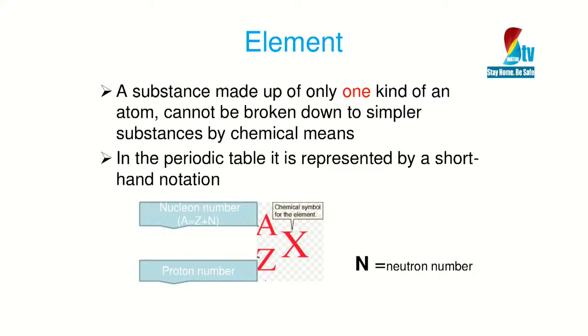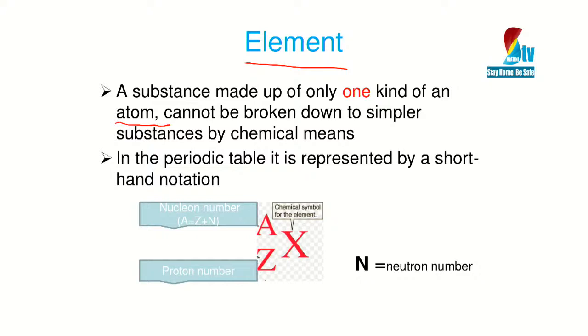Let's start with an element, seeing as this is the basis of the classification. We're saying an element, dear learner, is a substance made up of only one kind of atom, and this cannot be broken down into simpler substances by chemical means.